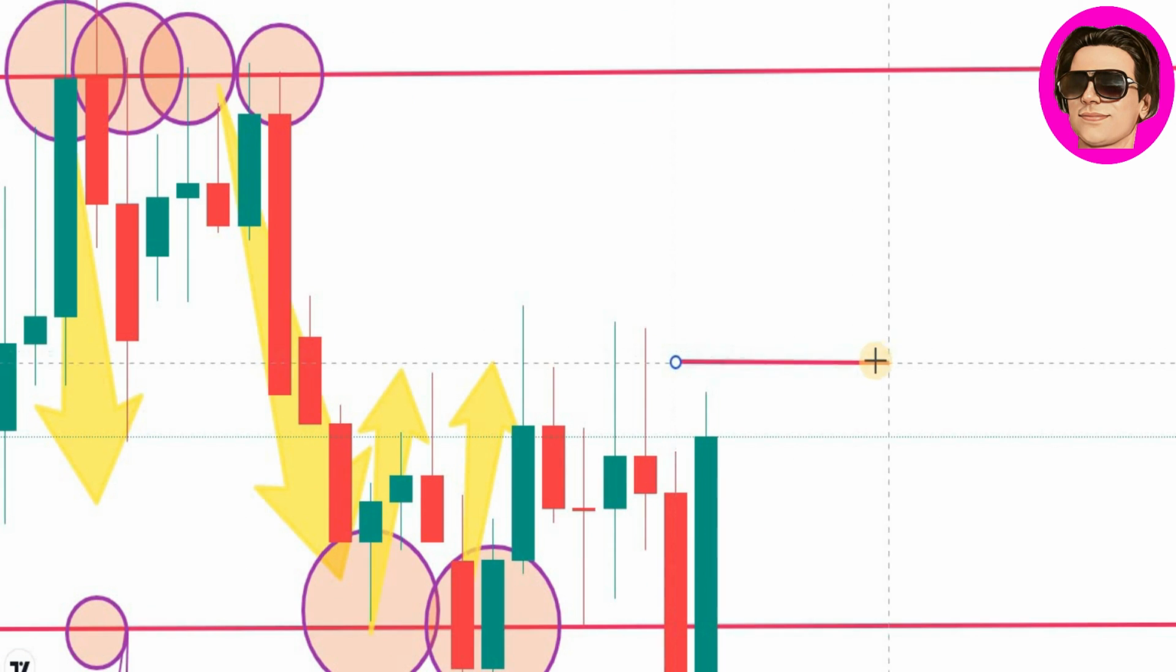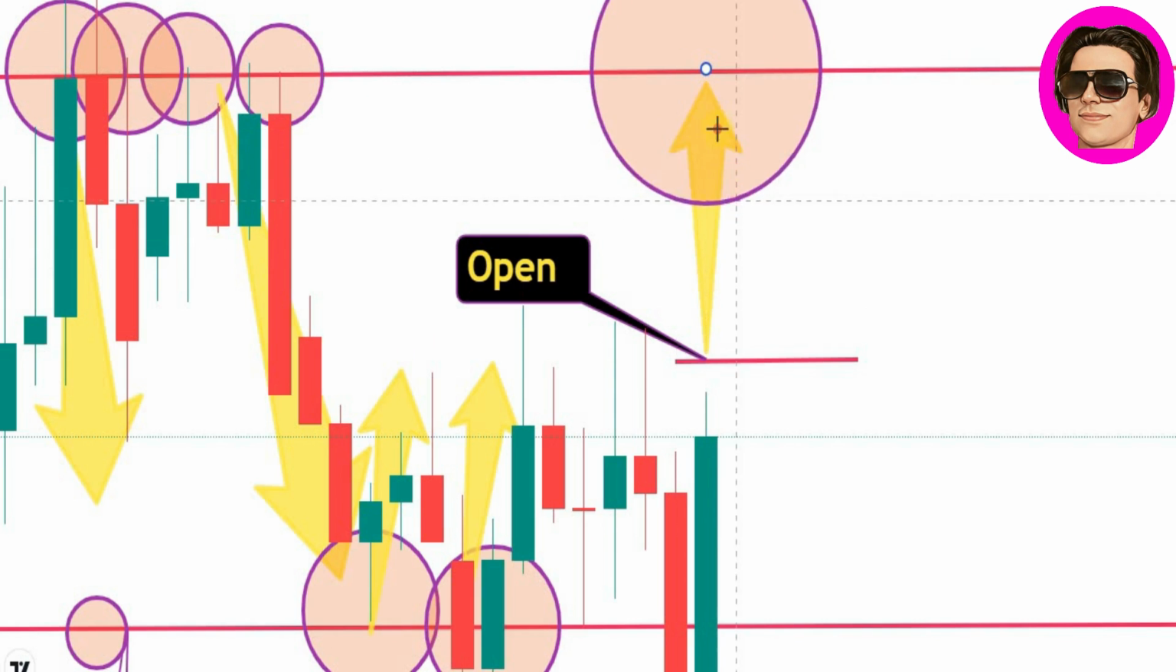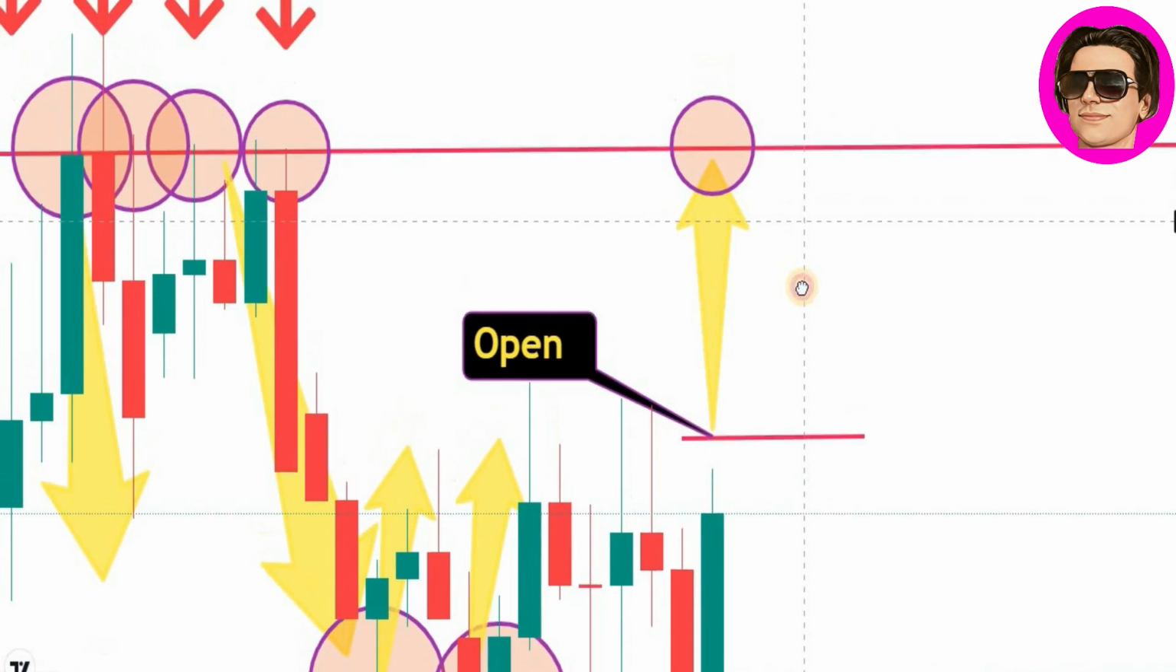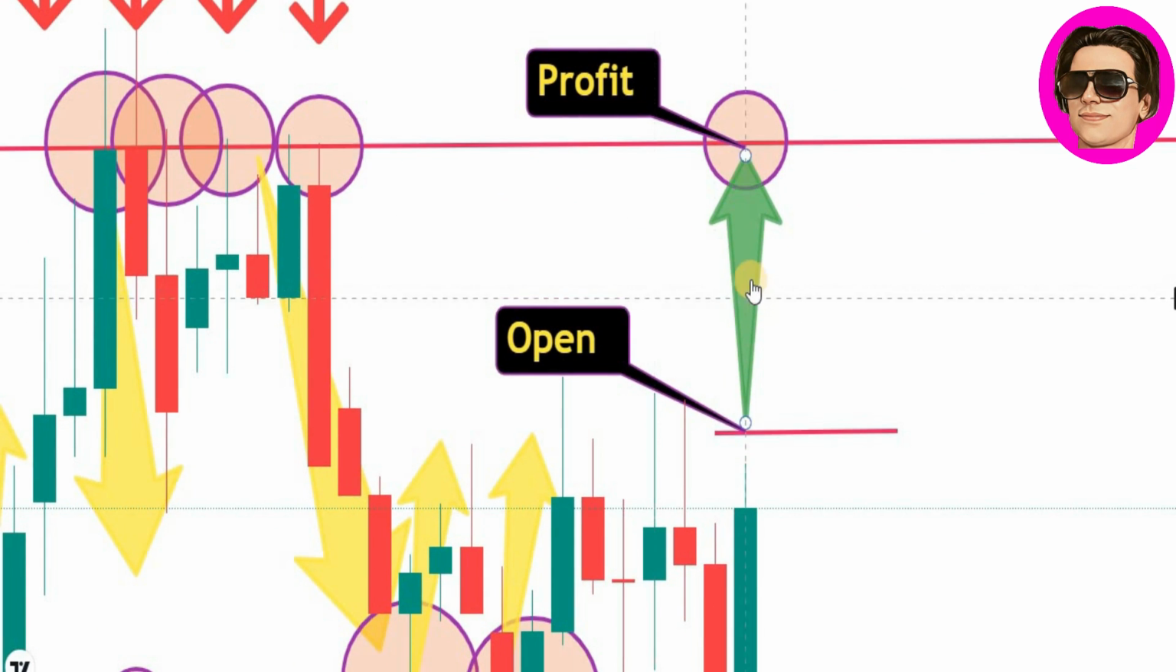This point is active, price action and open position. Profit is the price action, the area of price action. Yes, this point is profit.